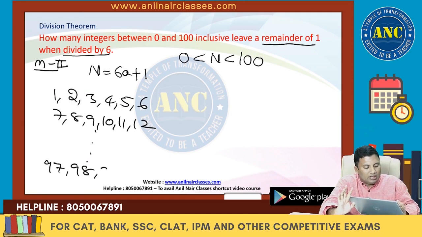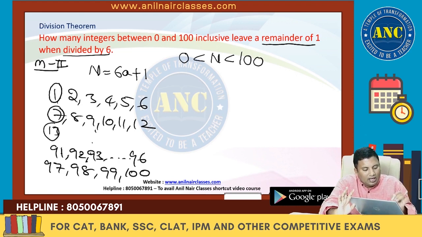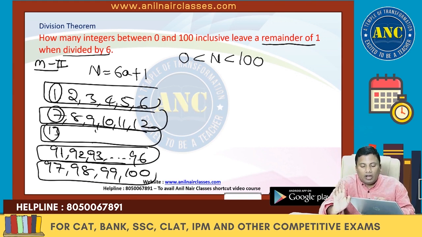97, 98, 99, 100, and 91, 92, 93 till 96. What is the number that is possible? Here 1 is possible. Are you all with me? 7 is possible. 13 is possible. Like that, in a set of 6 numbers, 1 number is possible.